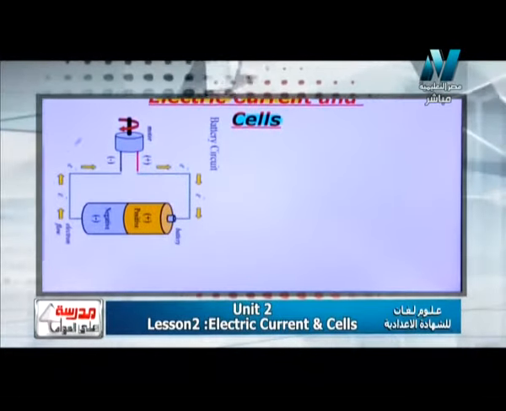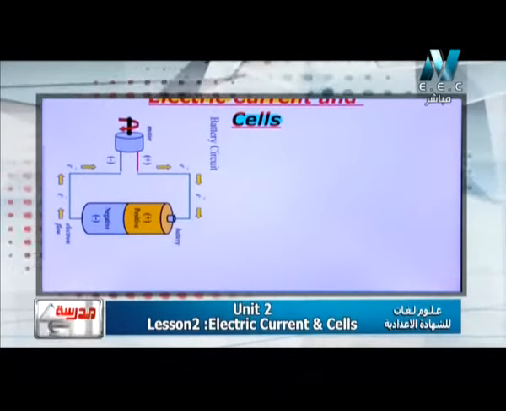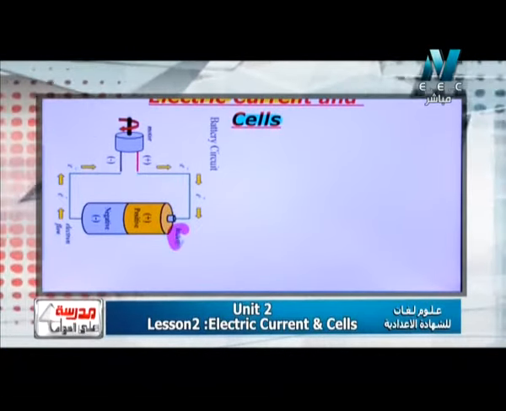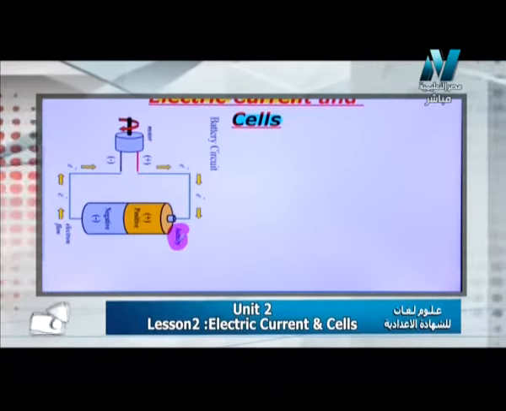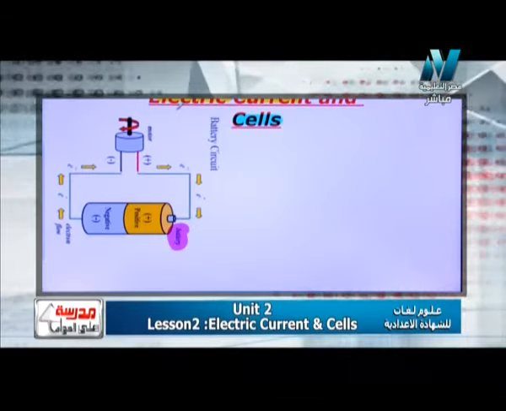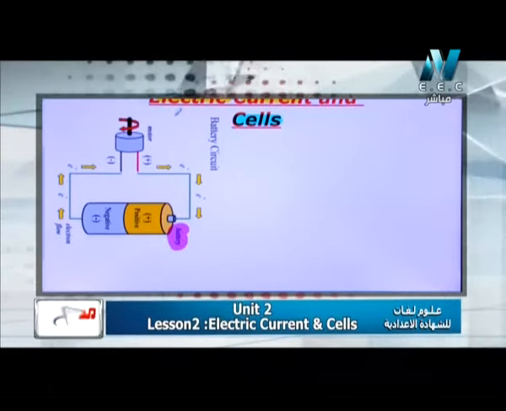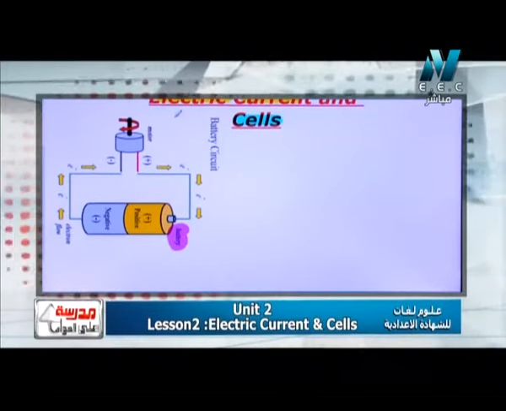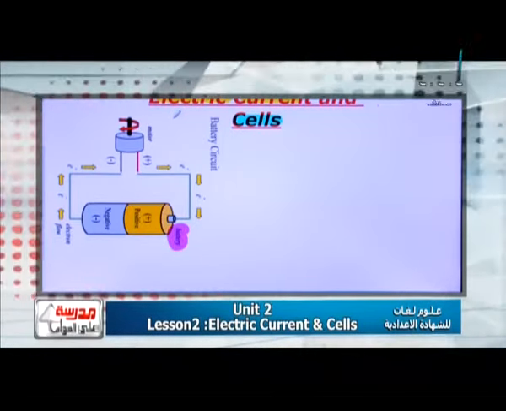In this electric circuit we have a battery. This battery will produce what? It will produce electric current. This electric current will pass through the electric wire inside the electric circuit. So the first point in this lesson is the sources of the electricity.